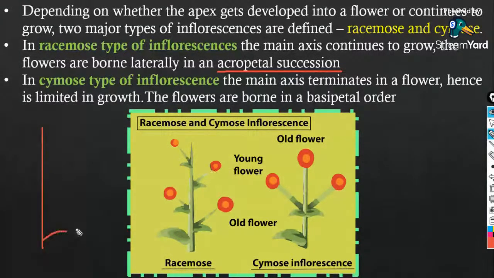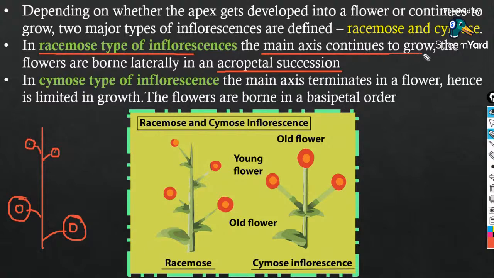What do you mean by acropetal succession? Older flowers are at the base, and younger flowers are at the tip. That is acropetal succession. In racemose inflorescence, the main axis continues to grow and flowers are borne in acropetal succession.